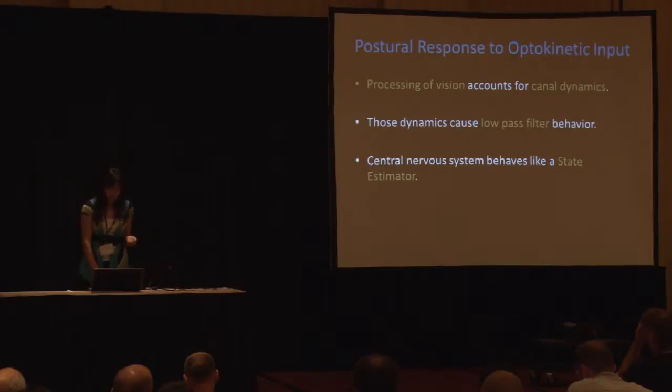So in conclusion, processing the vision accounts for canal dynamics. And these dynamics cause low-pass filter behavior, as you can see in humans and in the model. And so we think the central nervous system behaves like a state estimator.